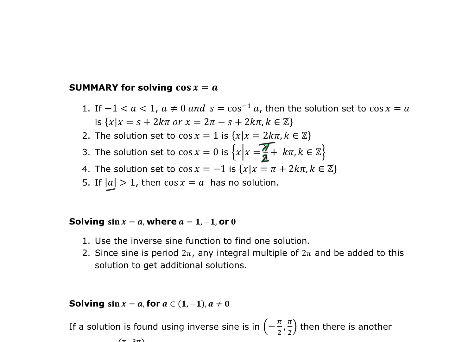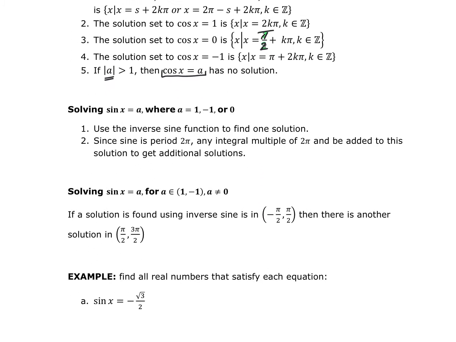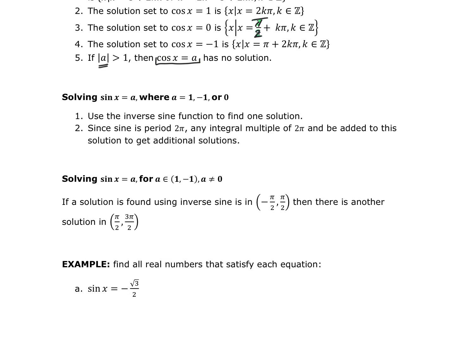If my ratio is bigger than 1 or less than -1, then the equation I have, the cosine of x equal to a, has no solution. I'm going to do something similar with the sine.